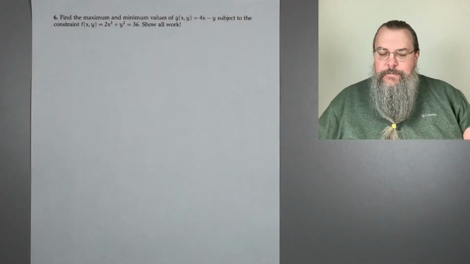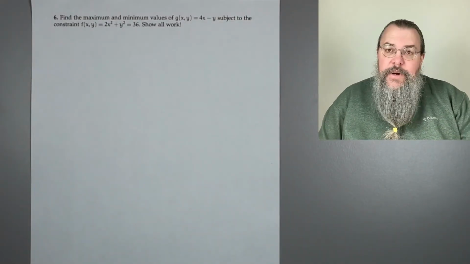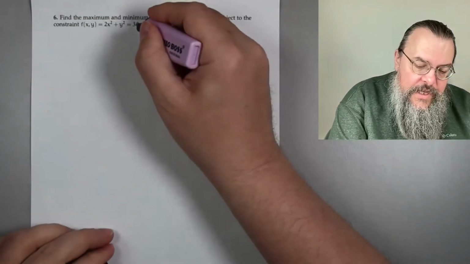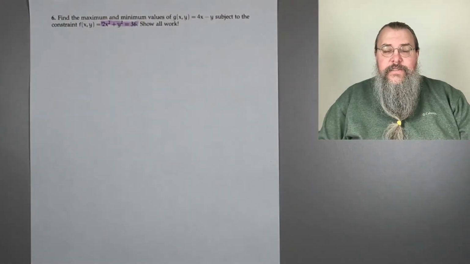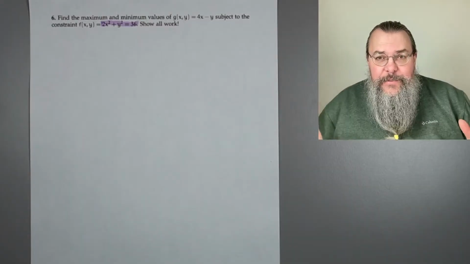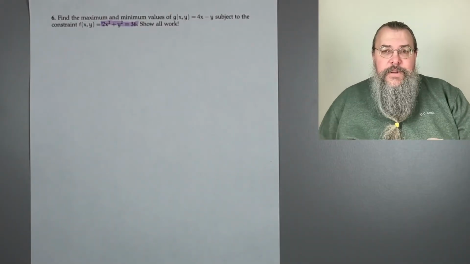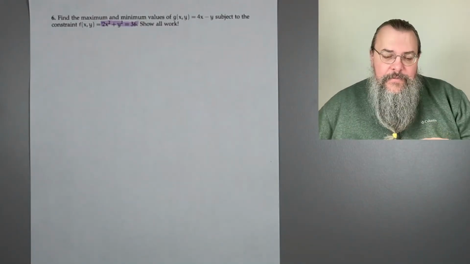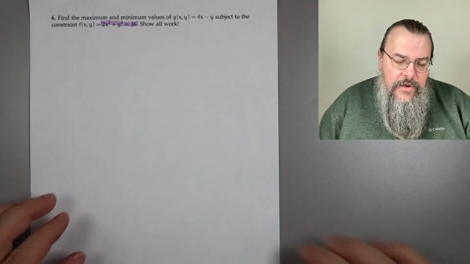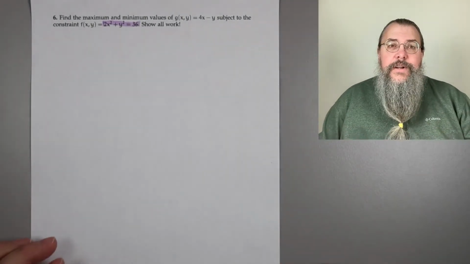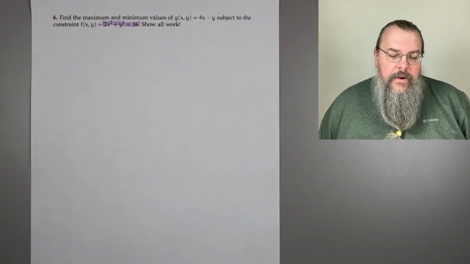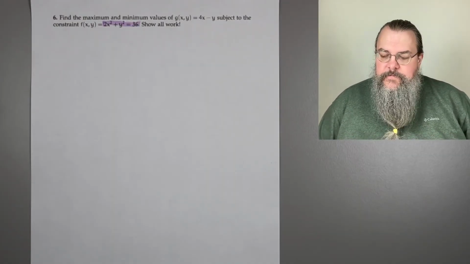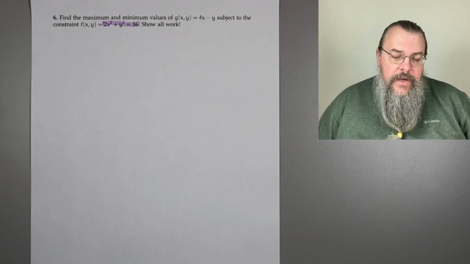Where's the constrained part coming from? The constrained part says, hey, there's this relationship going on. This 2x squared plus y squared equals 36. So it's not over all possible numbers. It's over all possible numbers that satisfy this. And so we say, oh, okay, so 2x squared plus y squared equals 36. All right, well, what do we do?